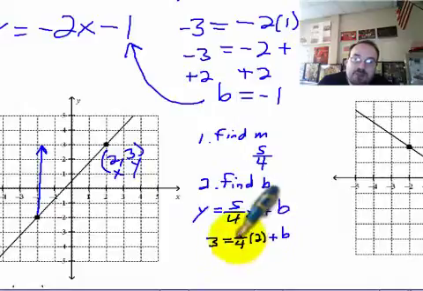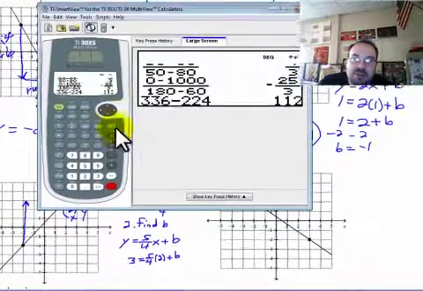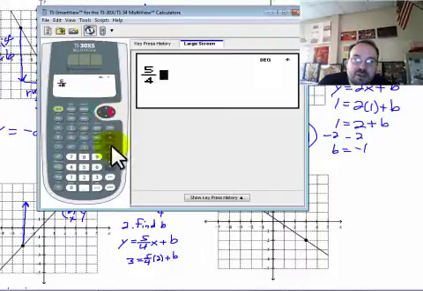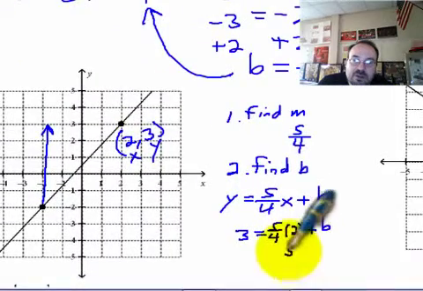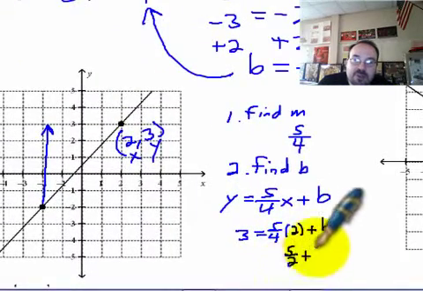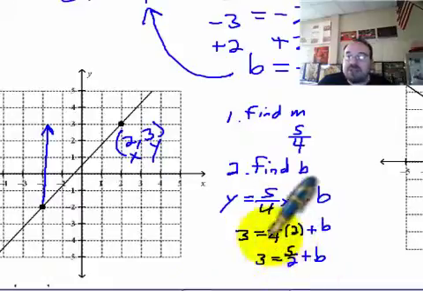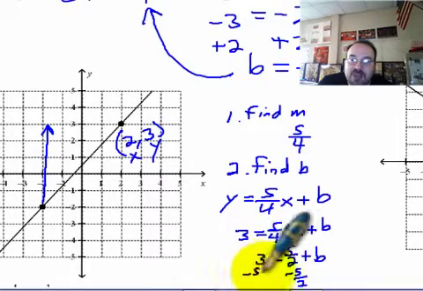So I multiply this out. 5/4 times 2. You can use your calculator with that if you want to. So you just type in 5/4 times 2. And I end up with 5/2. So 5/2 plus B, and on the other side I have 3. And then to get B by itself, I have to subtract 5/2 from both sides, okay?